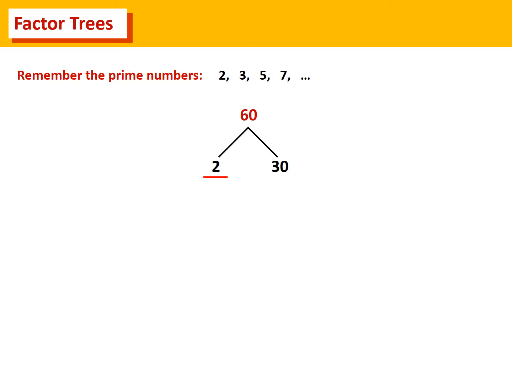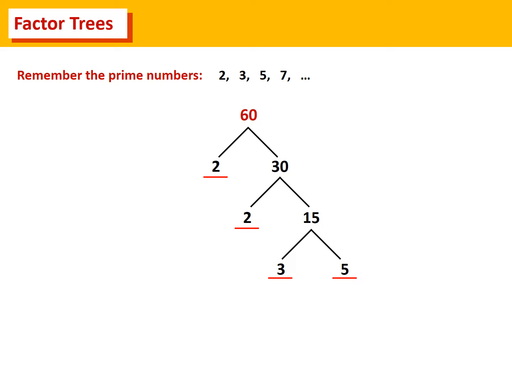What prime number divides into 30? Well, because it's even, 2 again. And 2 times what gives me 30, and the answer to that is 15. We underline 2 because that's prime, which means it can't be broken down any further. But 15 can be broken down, and that can be broken down into 3 times 5. And both 3 and 5 are prime, so we underline them.